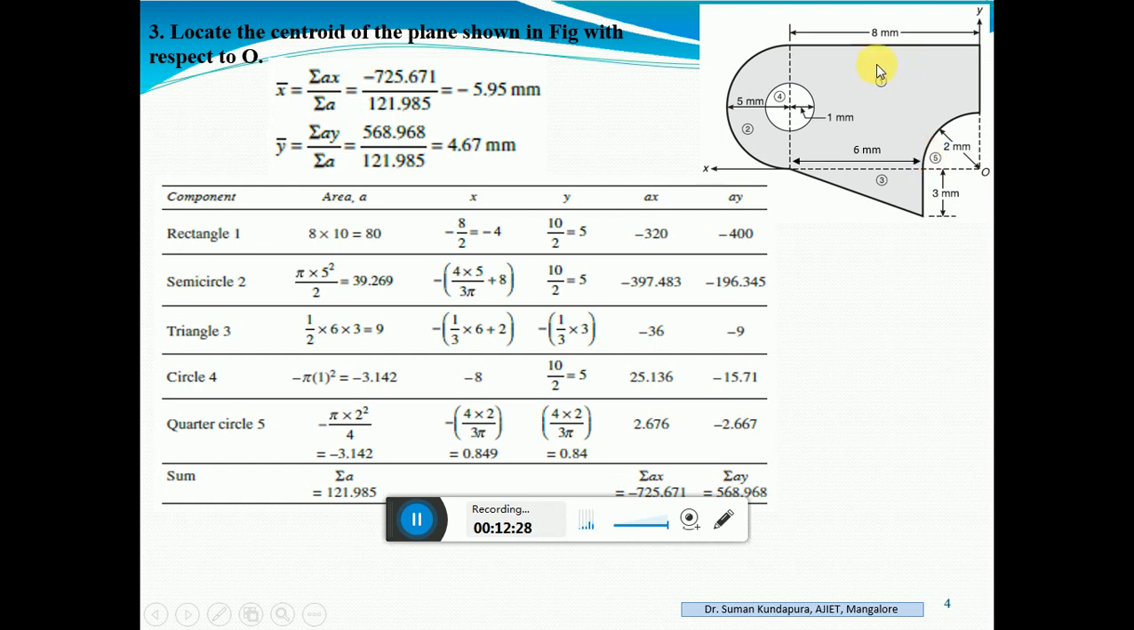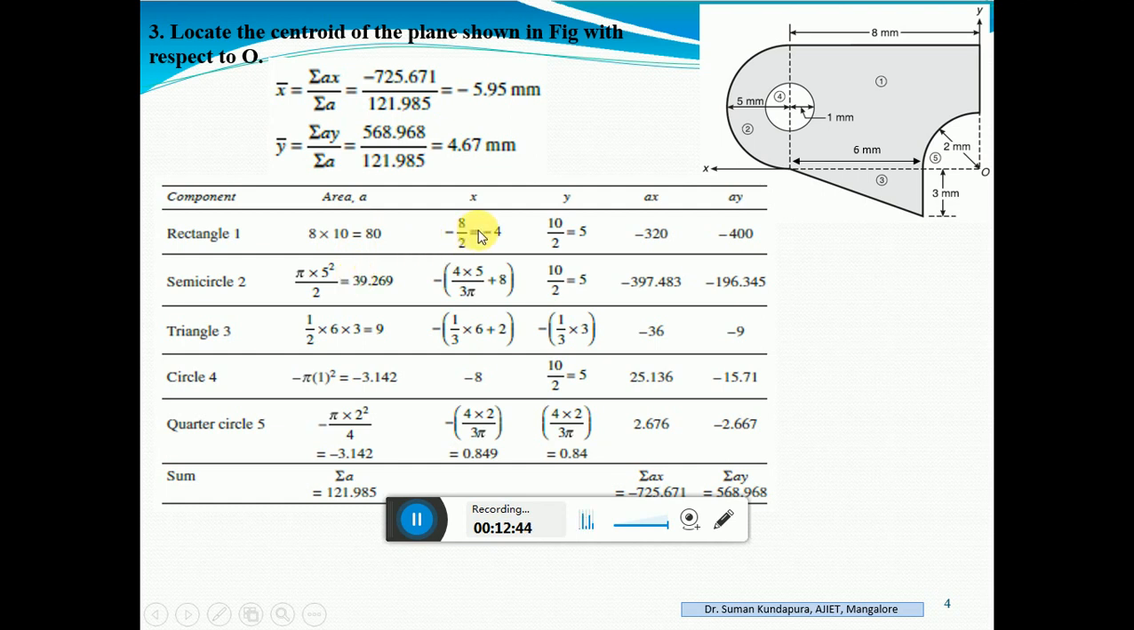Similar to the previous problem, first find out what is the area of the rectangle. 8 into this whole distance. This is given as 5, the radius of the semicircle. So this is 5, this is 5, 10. 8 into 10 is the area of the rectangle.